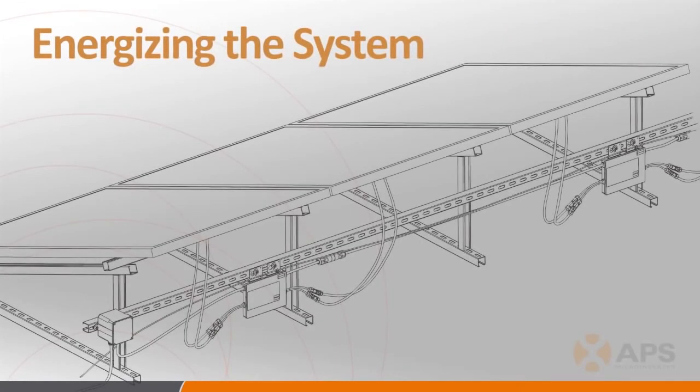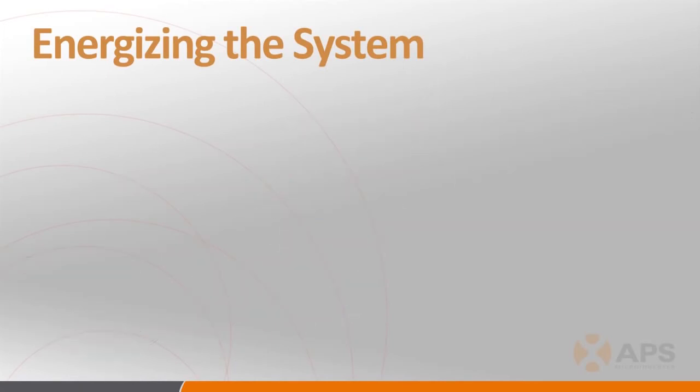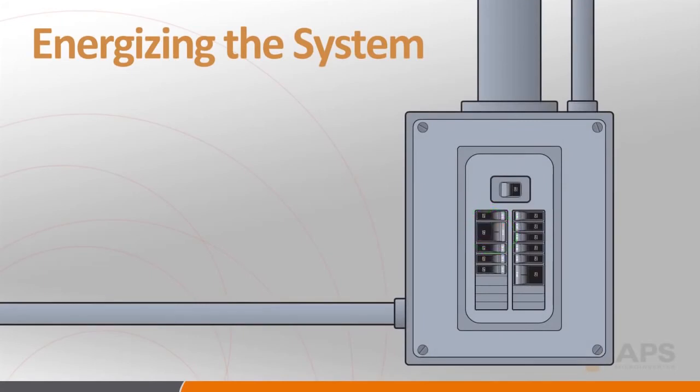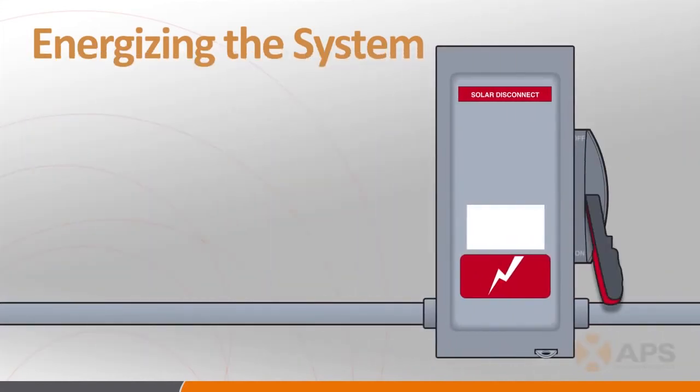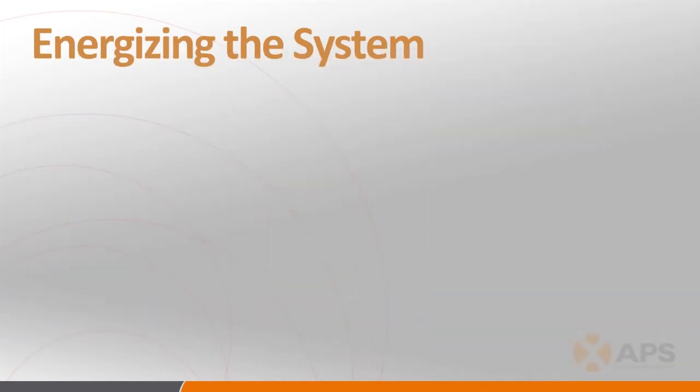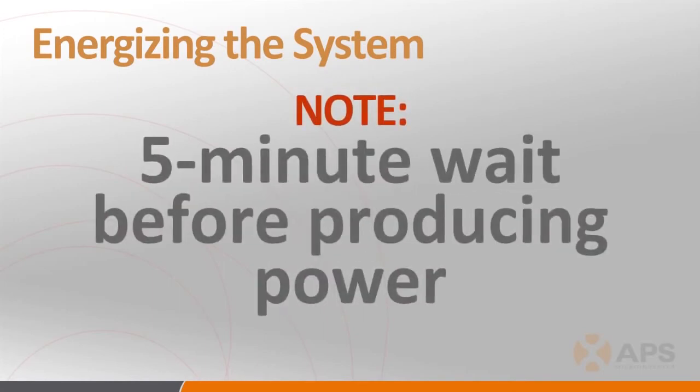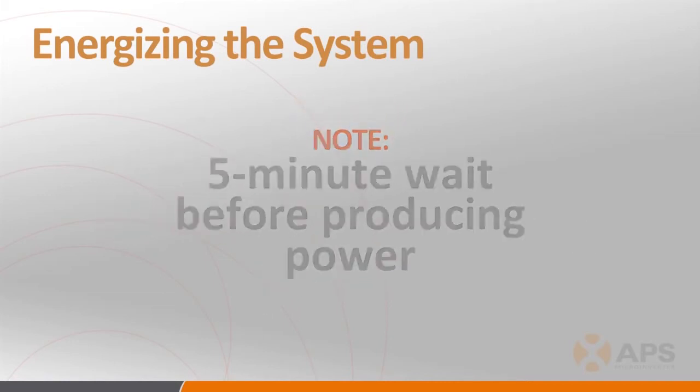With the PV modules and inverters in place, and all connections thoroughly checked to make sure that they're secure, you're ready to energize the system. First, turn on the AC circuit breaker associated with each microinverter AC branch. Next, turn on the main utility grid disconnect. Note, as a safety precaution against potential islanding, the system will not start producing power for a full 5 minutes after it detects the presence of the grid.